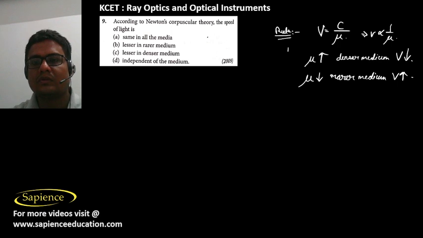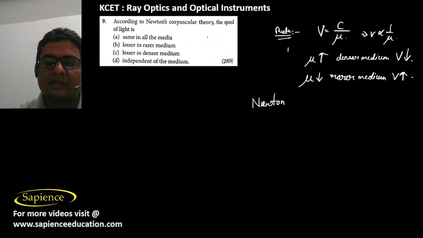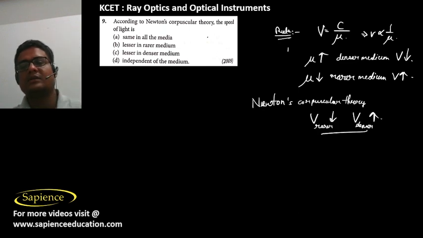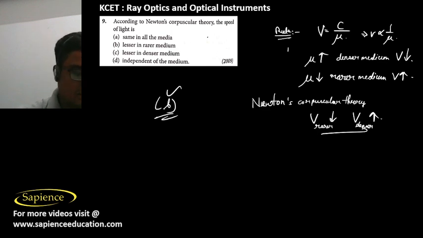So it is the usual rule. But the Newton's corpuscular theory says the reverse statement. So the Newton's corpuscular theory tells the opposite statement, which is that the speed of light in the rarer medium is lesser and the speed of light in denser medium is higher. So it tells the opposite. So option B is the correct answer.